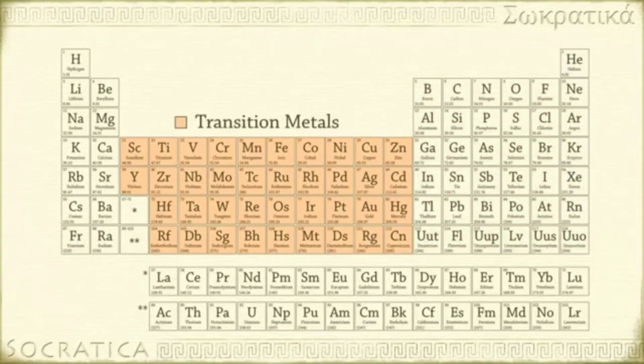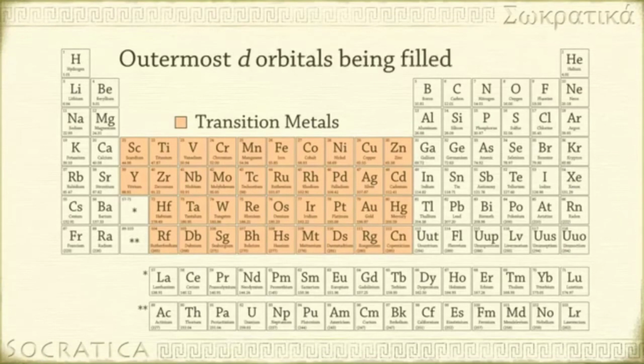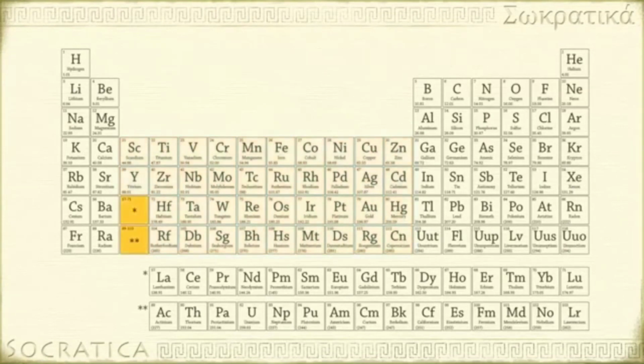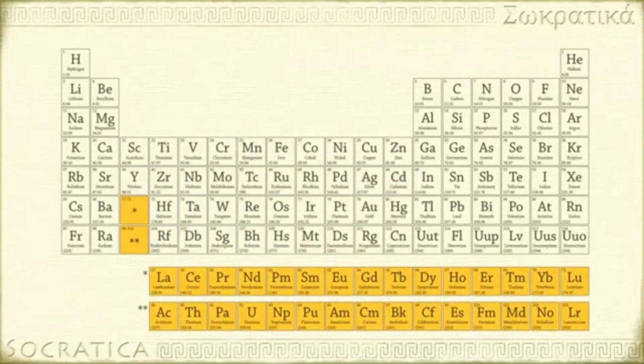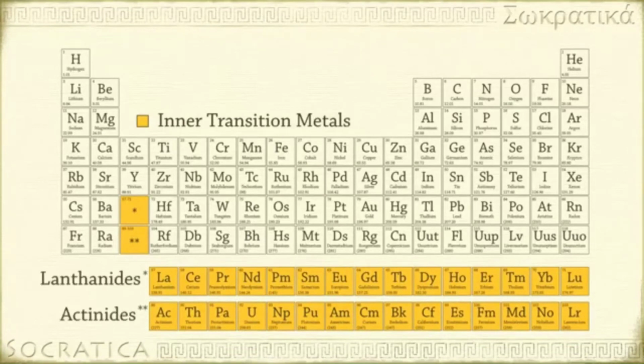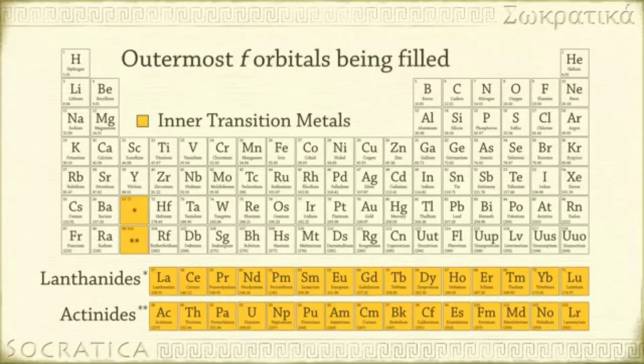Now, in between group 2 and group 3, you have the transition metals, which of course are d orbitals being filled. And then at the bottom you have the inner transition metals, which consist of 2 rows and 14 columns. Okay, it consists of the lanthanide and the actinide series, which have their f block orbitals being filled.